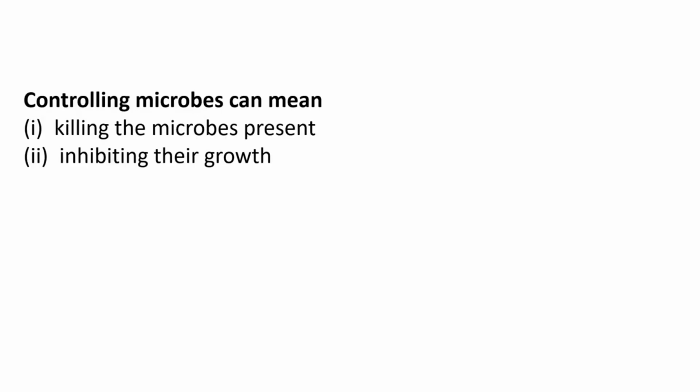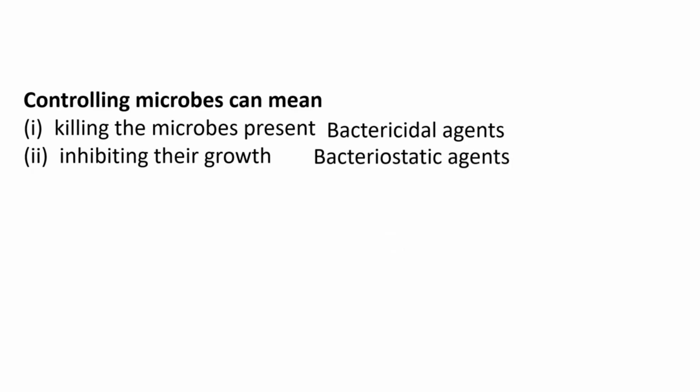Controlling microbes can mean killing the microbes present or inhibiting their growth. Those substances which kill microbes are called bactericidal agents, and those which inhibit their growth are called bacteriostatic agents. When we are targeting at controlling microbes, we mainly are interested in cell death.